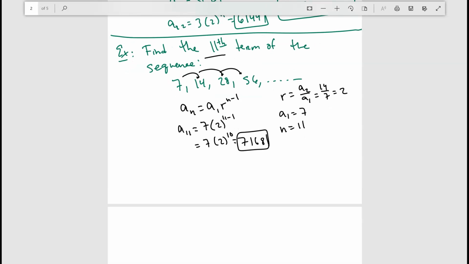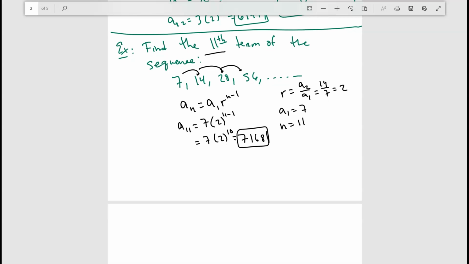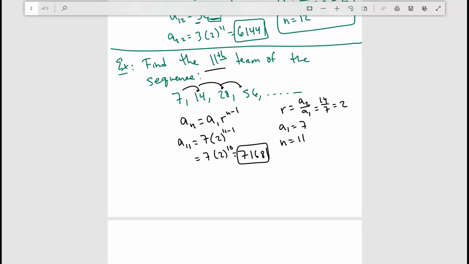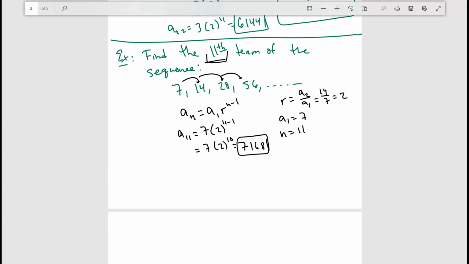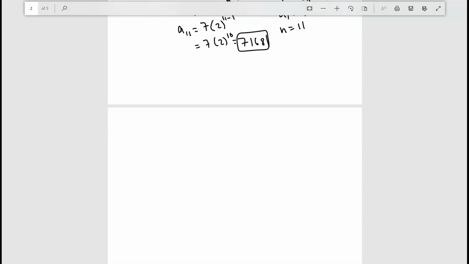Now you could have easily just multiplied by 2 each time and then you would have gotten a number, but sometimes it can be a little bit hectic, especially if n is a little bit larger. Okay, let's just do one more problem.